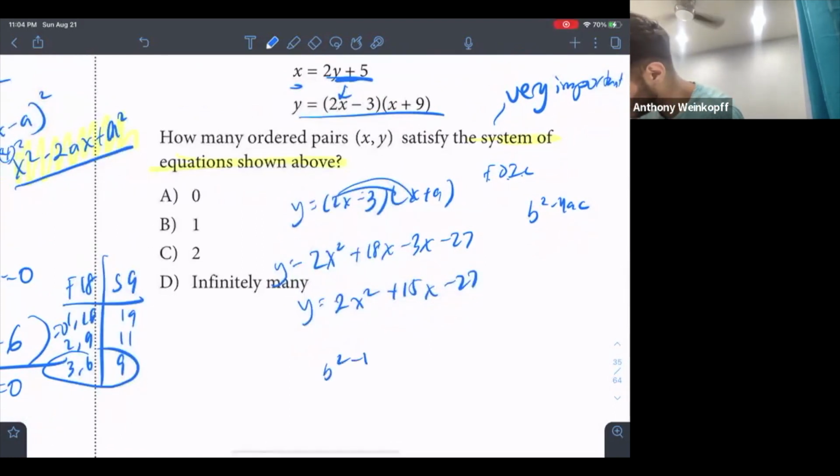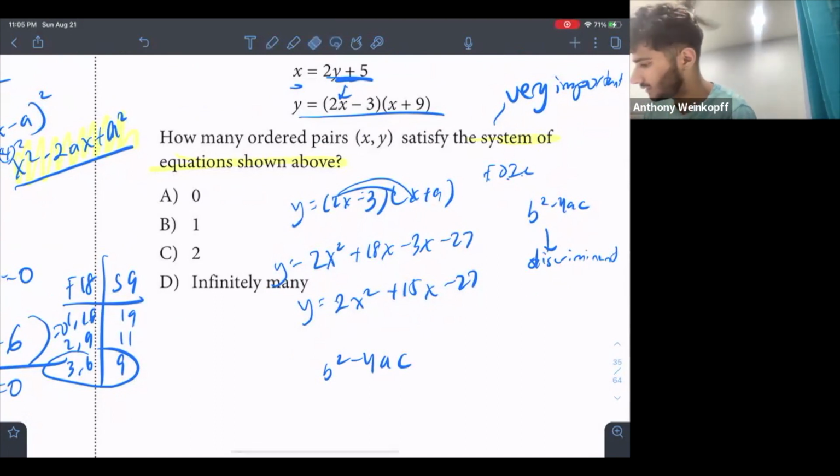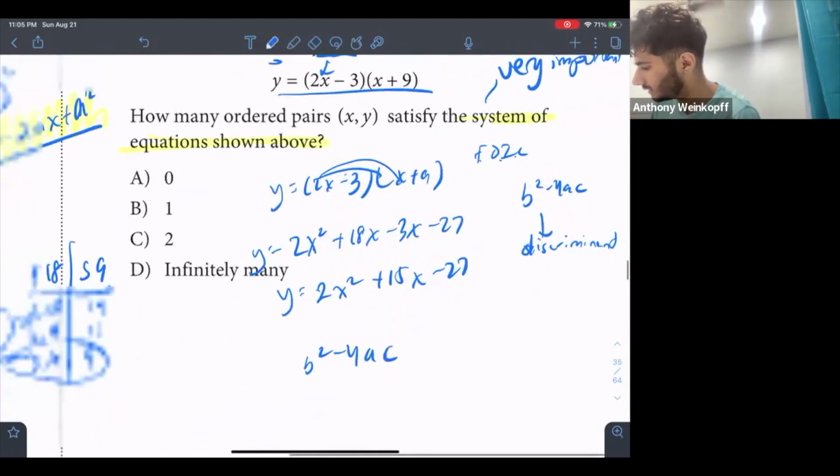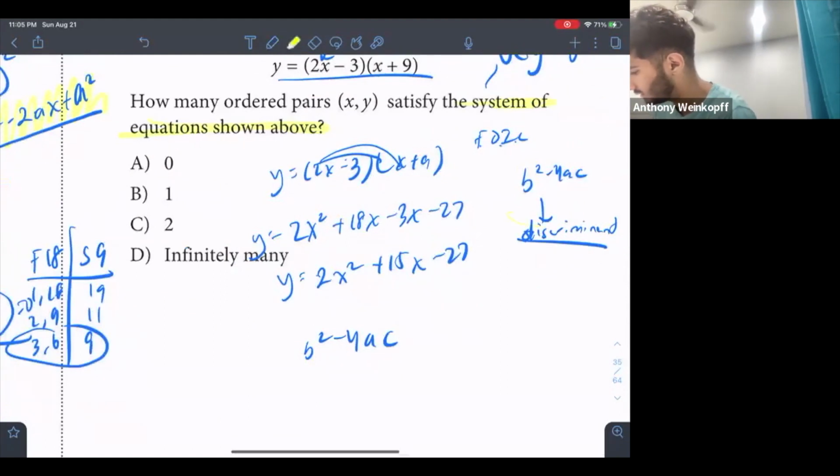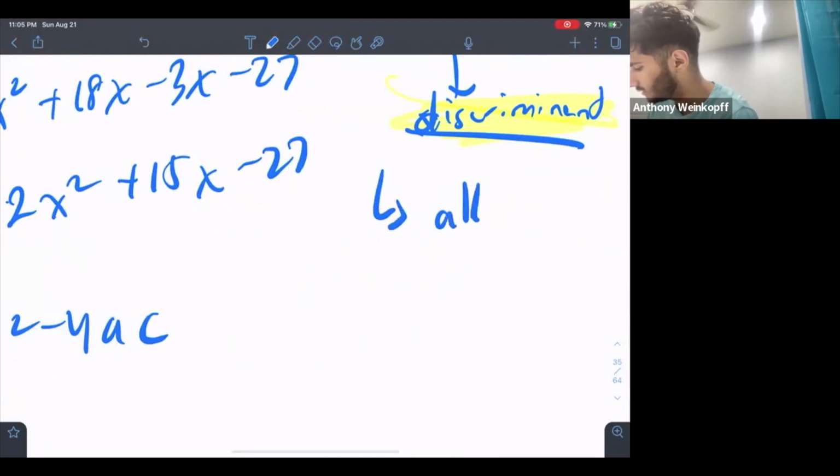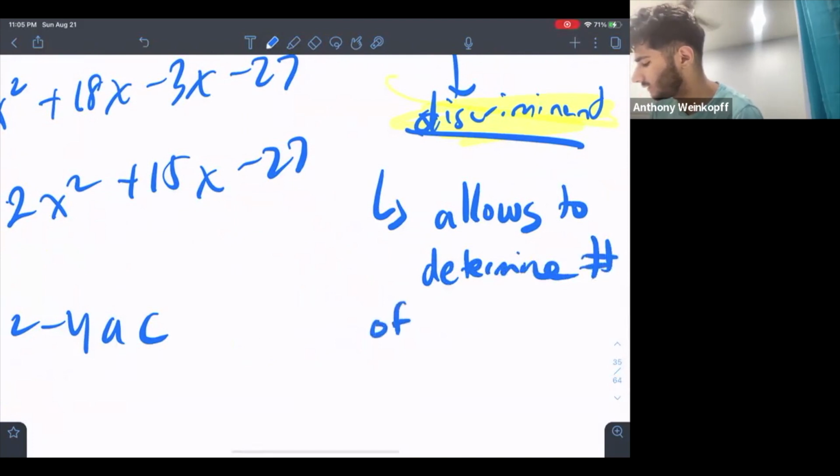b squared minus 4ac, which is the discriminant. This is the discriminant, and it allows you to see how many solutions there are. Let me write this down for understanding. The discriminant allows you to determine the number of solutions.